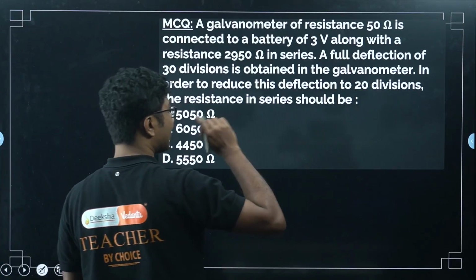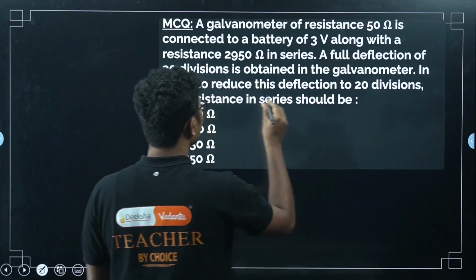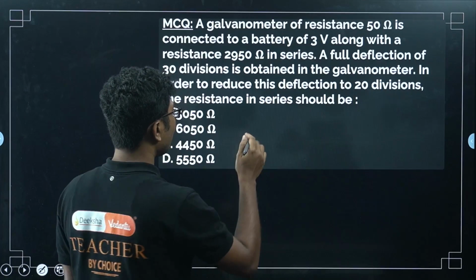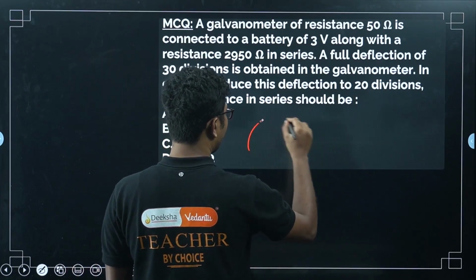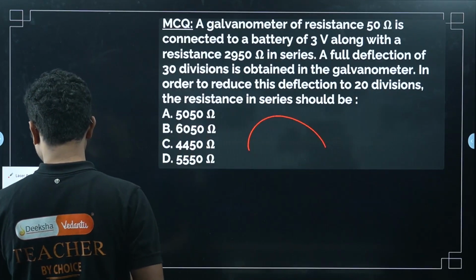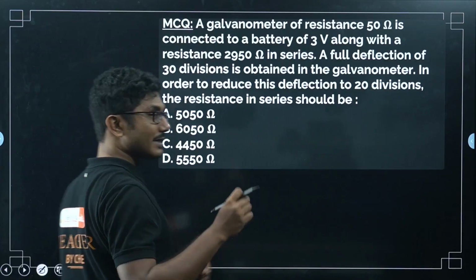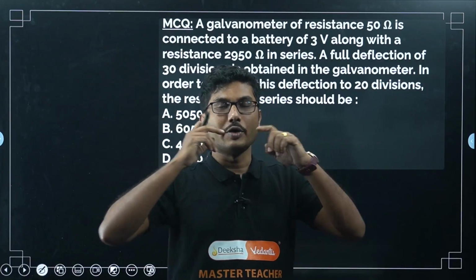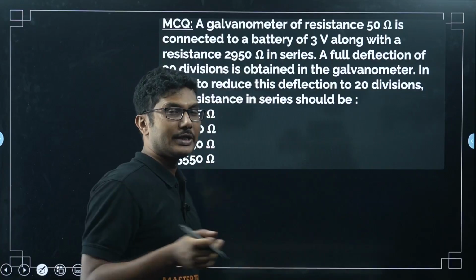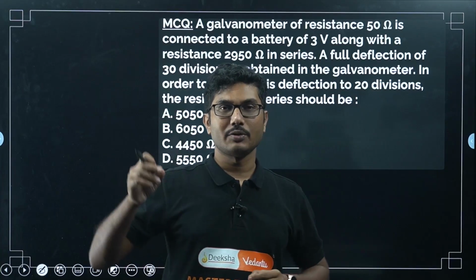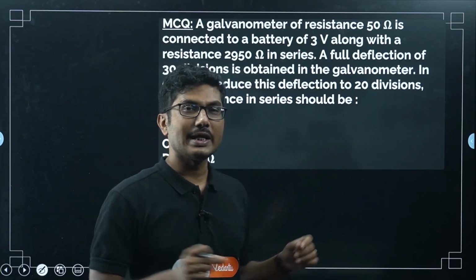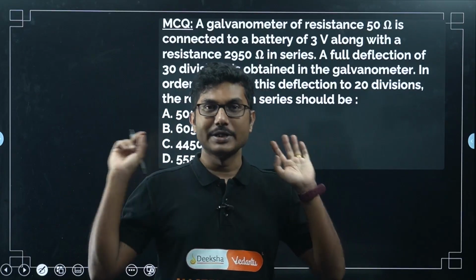So first of all, let us understand what is the meaning of full scale deflection. Full scale deflection means a galvanometer or any other device generally has a scale, right? For example, if you take your scale in your geometry box, it can measure from 0 centimeter to 15 centimeter. So full scale deflection means that 15 centimeter.